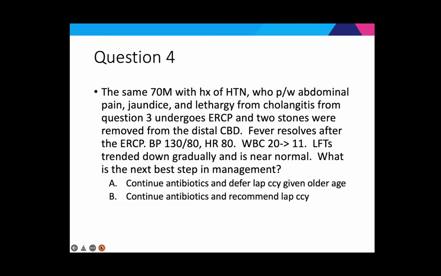All right, question number 4. The same 70-year-old man with history of hypertension who presents with abdominal pain, jaundice, and lethargy from cholangitis from question number 3. He undergoes an ERCP and 2 stones are removed from the distal CBD. Fever resolves after the ERCP, blood pressure normalizes, tachycardia resolves, his leukocytosis also resolves, LFTs trend down gradually and are near normal. What is the next best step in management?